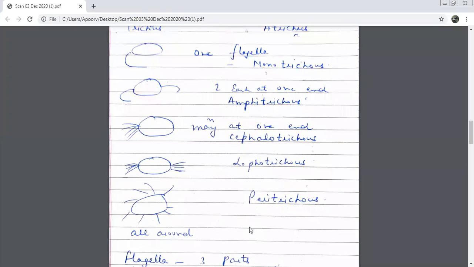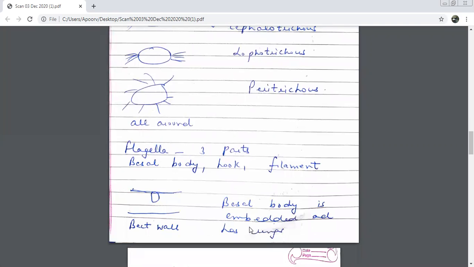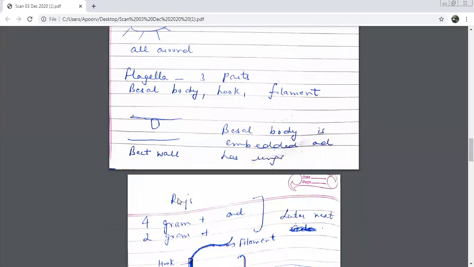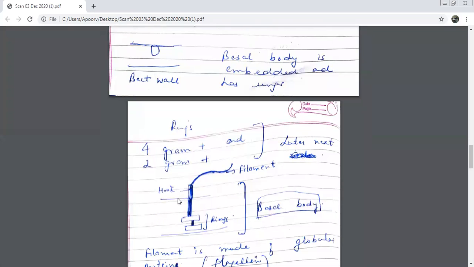Very quickly, name the three parts of the body of a flagellum. Basal body, hook and filament. The part which is embedded inside the body of the bacterium is called the basal body, and it has rings, visible inside. This part which attaches the filament and basal body is called the hook. Then this is your filament.